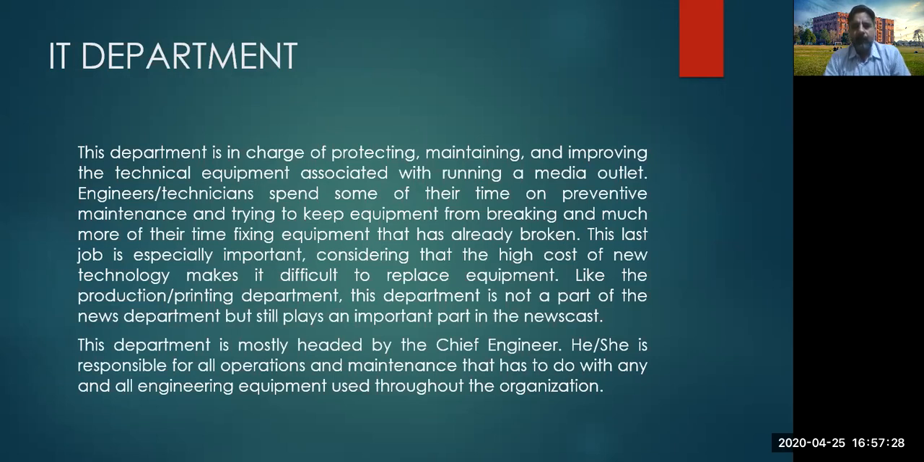So this department is in charge of protecting, maintaining, and improving the technical equipment associated with the running a media outlet. Engineers, technicians, broadcast engineers spend some of their time on preventive maintenance to keep equipment from breaking, and much more of their time fixing equipment that has already broken. So IT and technical department. So let's say in a newspaper there is an IT department, while in a television channel there is IT department as well and technical department as well. So these departments are basically responsible of technical equipment and maintaining information technology presence in that news organization.